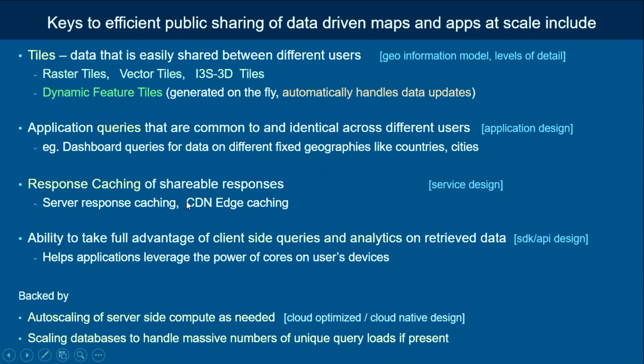Or the CDN, the Content Delivery Network, can cache data at the edge. So for public content, when I'm accessing data from my machine, I want to go to the closest CDN node as possible to minimize that network latency. And then, of course, the API is really great about taking advantage of client-side queries and analytics. Once you retrieve that data, you basically have a full database that you can work with in memory, and it leverages the power of the machines.